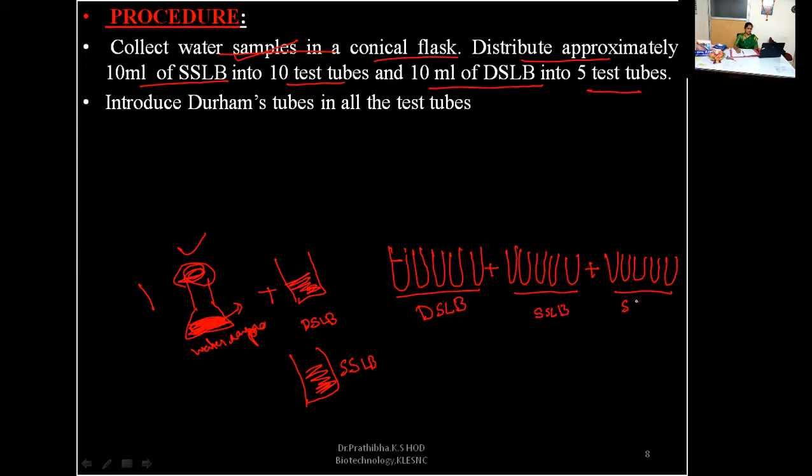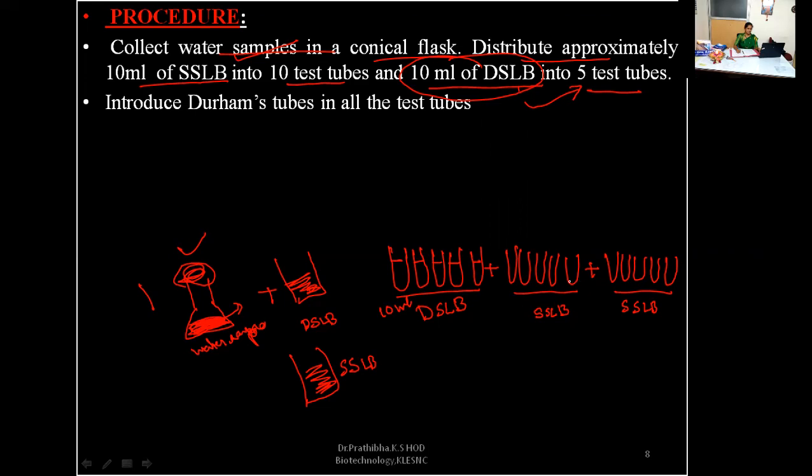That is SSLB you need to label. This is 5 test tube, here 5 test tube, and here 5 test tube. So for this particular DSLB, you are going to add 10 ml of DSLB. Same thing written here. 10 ml of DSLB you are going to add to the 5 test tube.